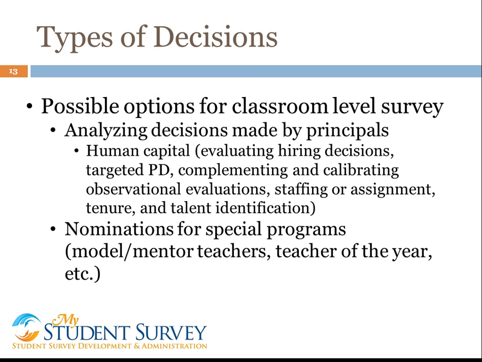So I'm going to start with the classroom level survey. Besides the teacher feedback reports that you saw earlier, you can also analyze decisions made by principals. So this could be for human capital, where you can look through their hiring decisions, or targeted PD for that school or the teacher. You can really use student surveys as a way of calibrating and complementing observational evaluations. If you see that students are reporting very differently than principals on a consistent basis, that may provide an opportunity for a conversation. You can think about staffing or assignment, tenure and talent identification.